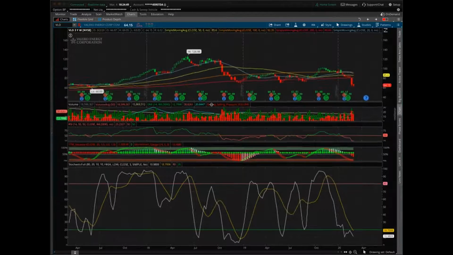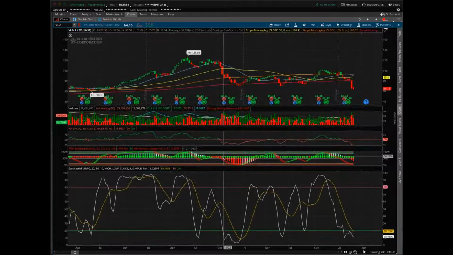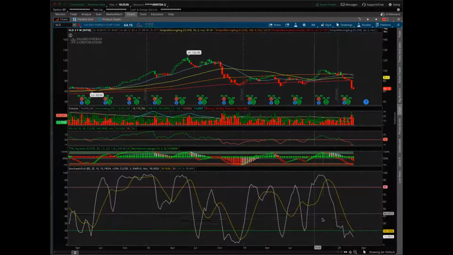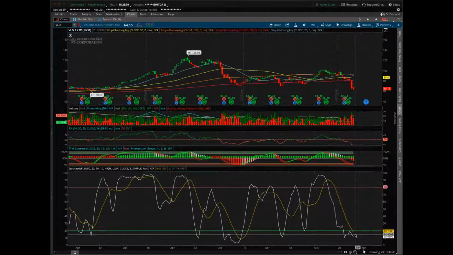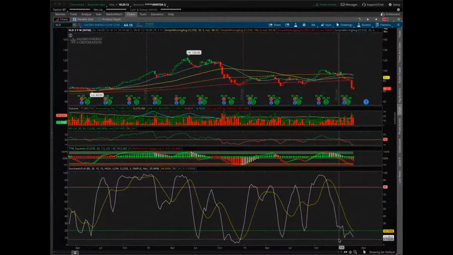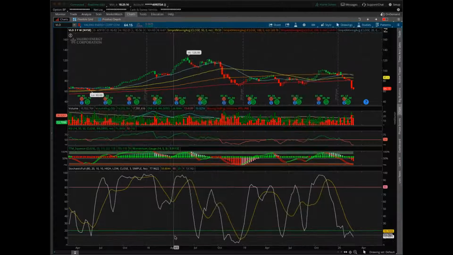Now I really like the stochastics as a bottoming gauge and a topping gauge. I really like it for a bottoming gauge, to catch bottoms or to catch trend reversals on the downside. So whenever the stochastics is below 20, that means it's oversold, especially if it's below 10. If it's below 10, it's really oversold.